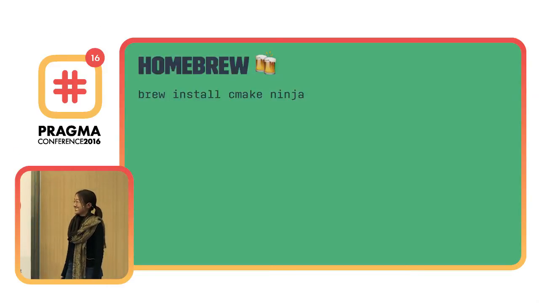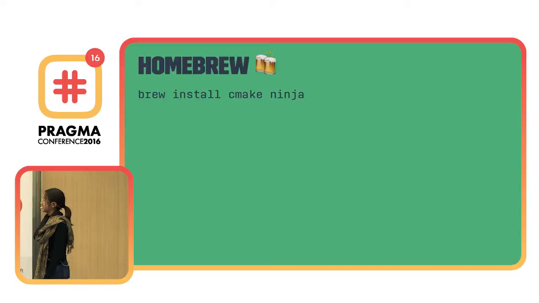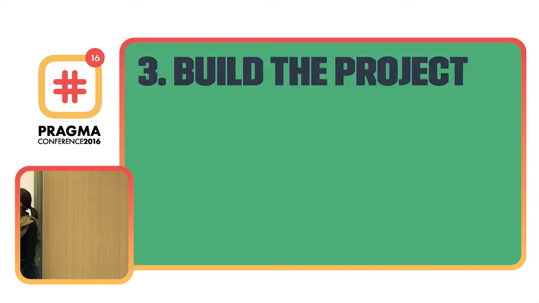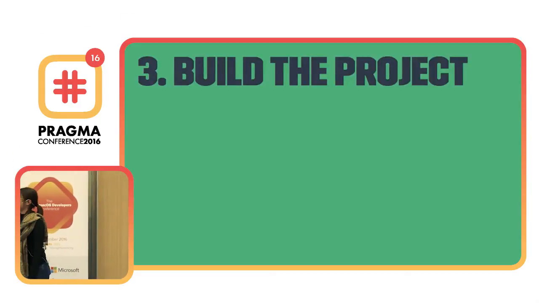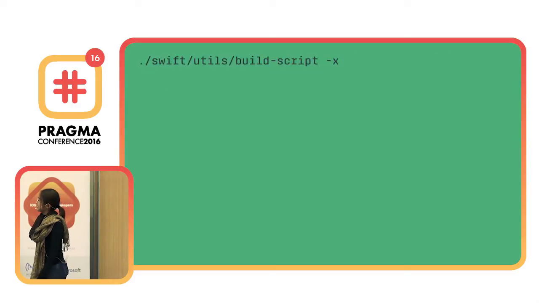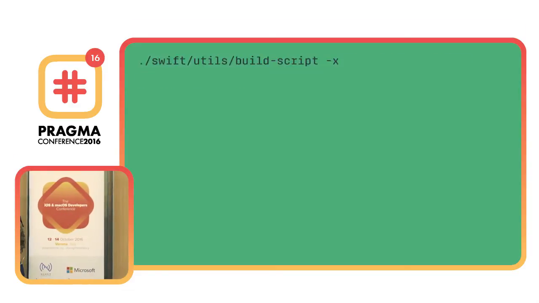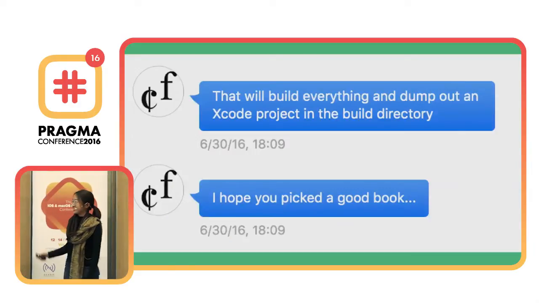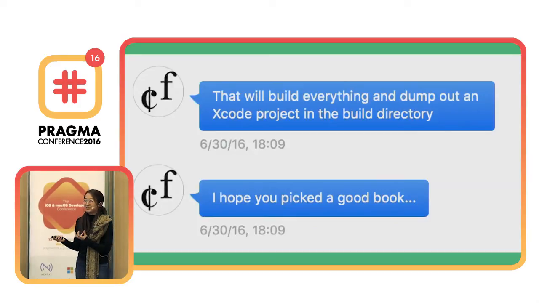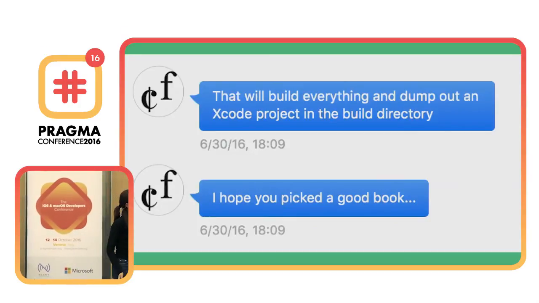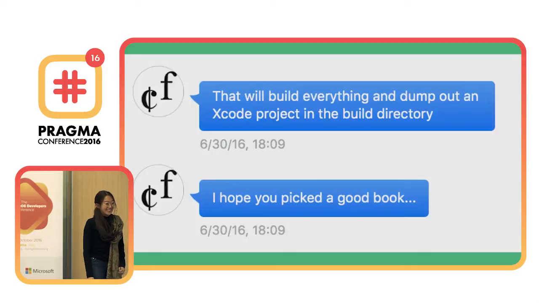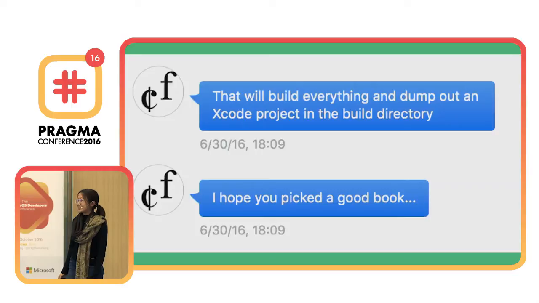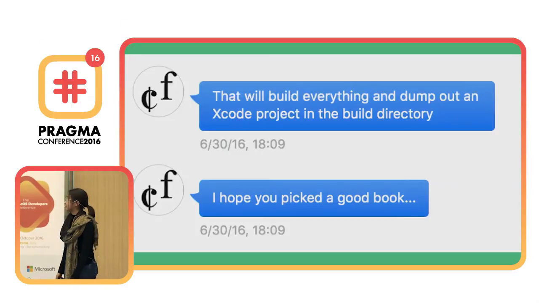Cool. So now, this is where things get fun. We are going to build the project. To build the project, all you need to run is the build script. That will build everything and dump out an Xcode project in the build directory, and then I hope you picked a good book, because that also takes a while, and also kind of heats up your computer, so if anyone's cold right now, you can pull up your laptop and just run that build command. Yeah, I think it took me multiple hours to do that at first, so fun stuff. That's why you need a good book.